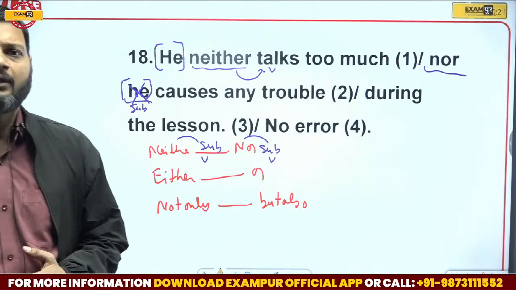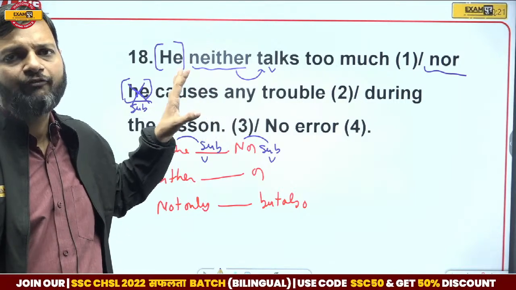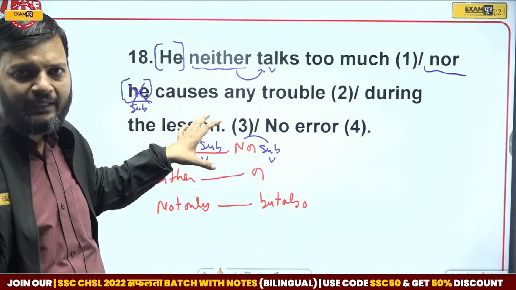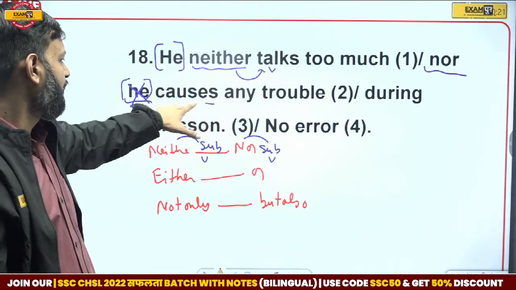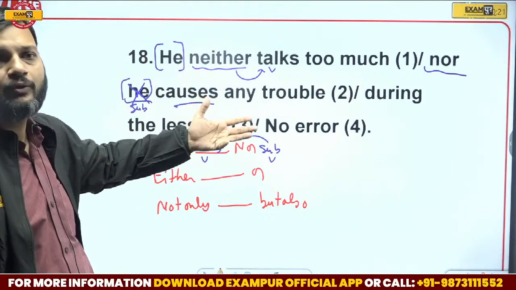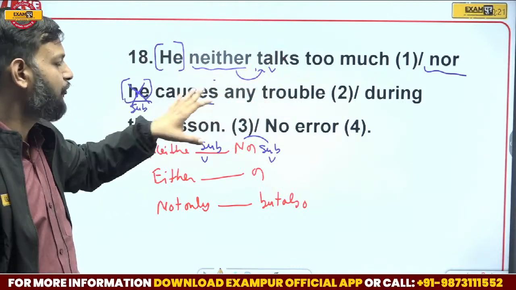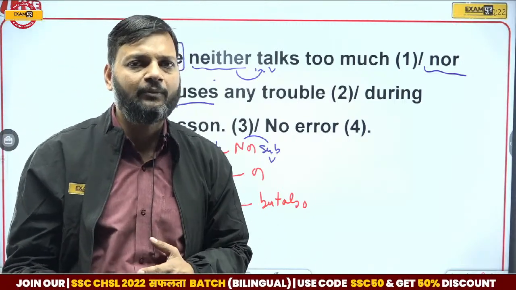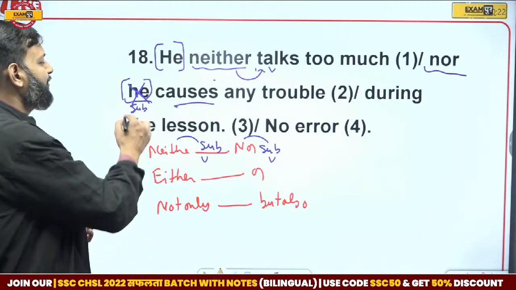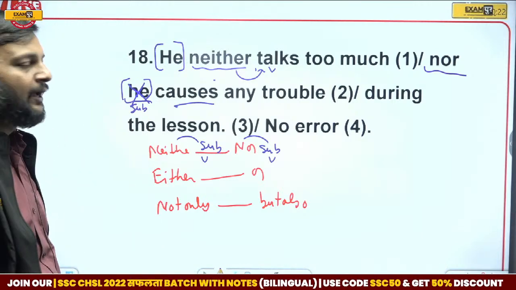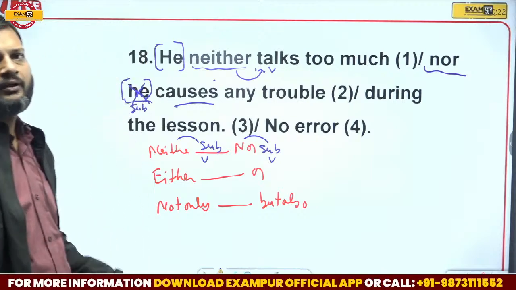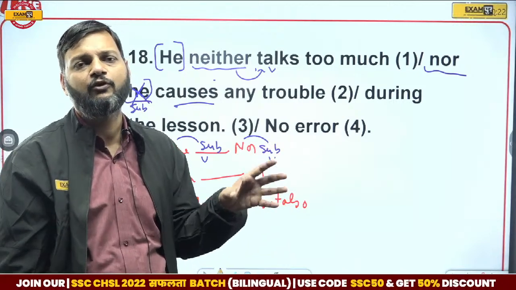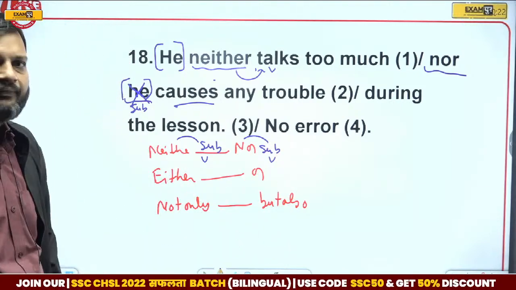First problem, unnecessary repetition of he has been avoided, and once we removed he, nor is followed by causes, which is a verb. So now the structure is also right. Neither is followed by a verb and nor is also followed by a verb. So merely removing he will solve both the problems. Here the error is in the second part, and he will be removed. The fundamental of this rule is that both the parts of a correlative conjunction must be followed by the same structure.